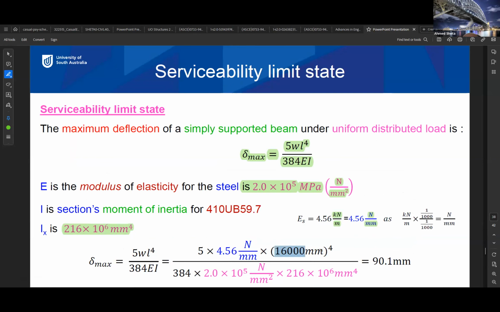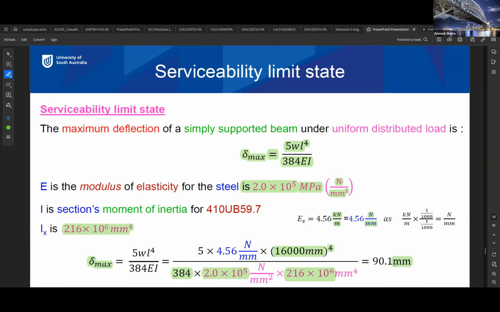What you need to keep in mind all the time is the length, because the length is most of the time given in meters, so you need to multiply it by 1,000. Then 16,000 to the power 4 divided by 384 E and I. The final answer should be in millimeters because deflection is like displacement or a length. So the answer is 90.1 millimeters.